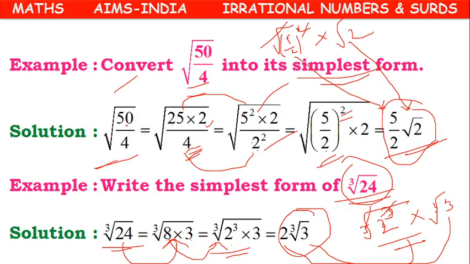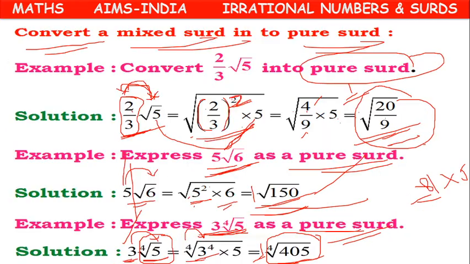How to convert into the simplest form? We have to write it into its prime factors. One number will come outside, so that in the root we have the smallest number. In that way we can write them into simplest form. How to convert a mixed surd into a pure surd? Whatever outside multiple is there, we have to take it into the root. If it goes into a square root, power 2 will come for that. If it goes into a 4th root, power 4 will come. Like that we can change.